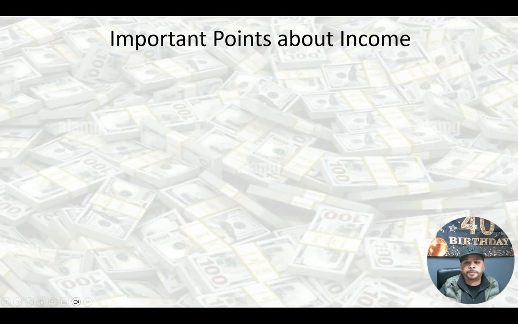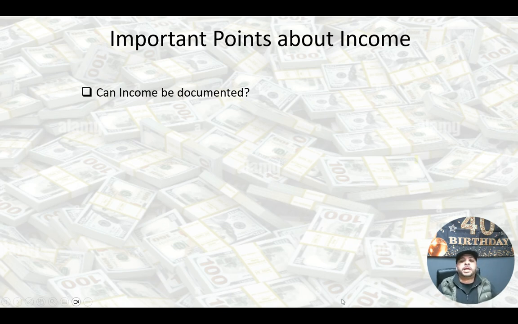Important points about income. So, can the income be documented? At the end of the day, regardless of what you're doing or what you're talking about in the loan process, the vast majority of points are going to be, can it be documented, right?